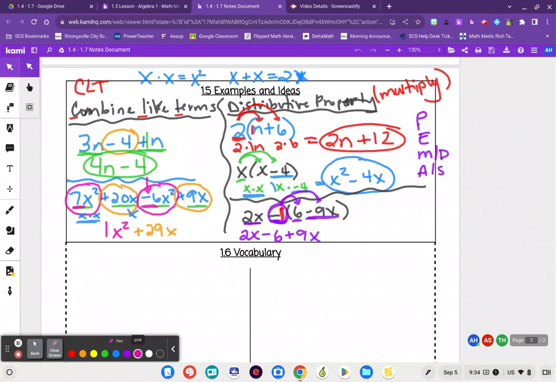And now I notice that I have some like terms, 2x and 9x. And so when I combine those, I get 11x. And then I still have that minus 6 left. So sometimes I have to do multiple steps. I have to distribute and combine like terms in the same problem.